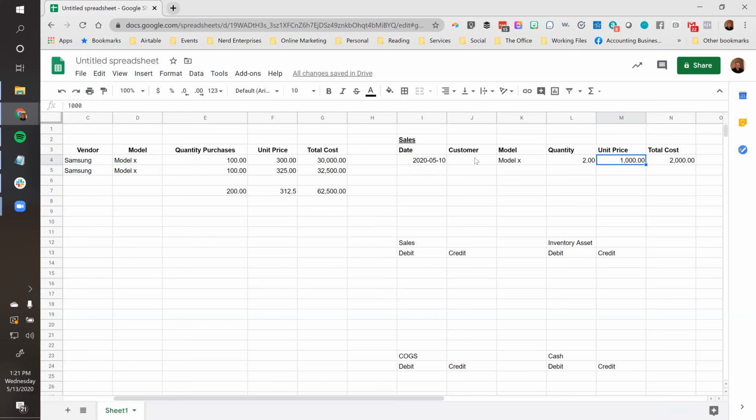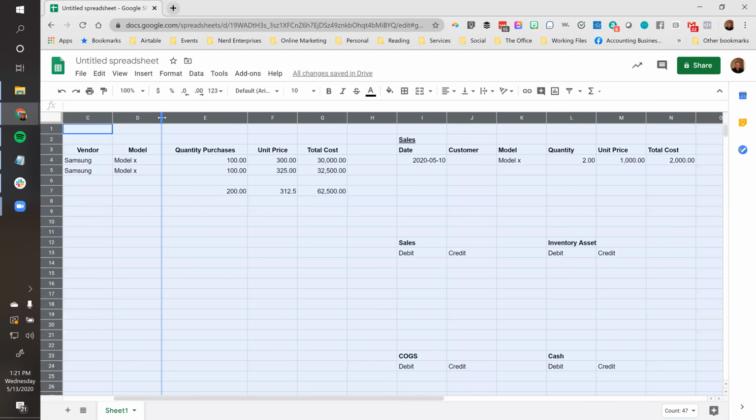Okay, so now we've got this. So first we've got these purchases, right? So in purchase number one, we're buying 100 of these at 300 a piece. We have $30,000 in cost, which means we'll assume we're also paying cash for everything right up front. Okay, so sales, inventory, cash, and COGS. Let's widen up these columns so we can see.